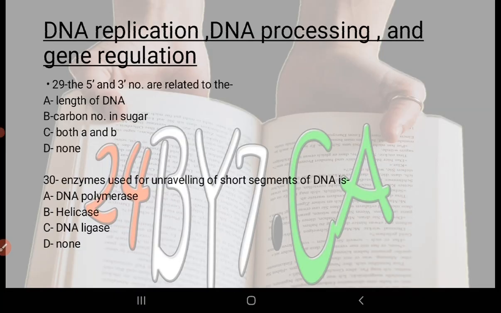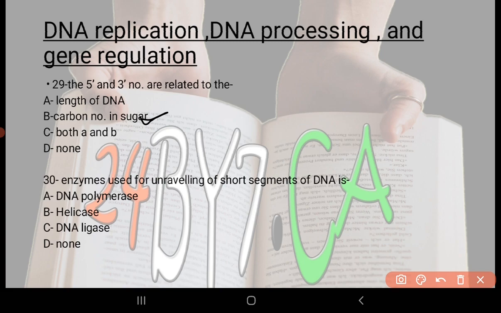The 5' and 3' numbers are related to the: A, length of DNA, B, carbon number in sugar, C, both A and B, or D, none. So the right answer is option B, carbon number in sugar. The 5' and 3' numbers are related to the carbon number in sugar.